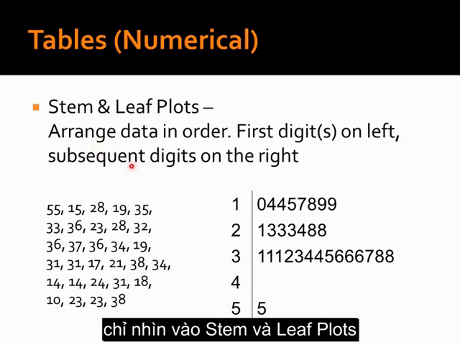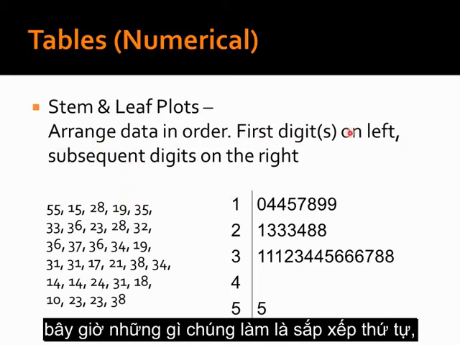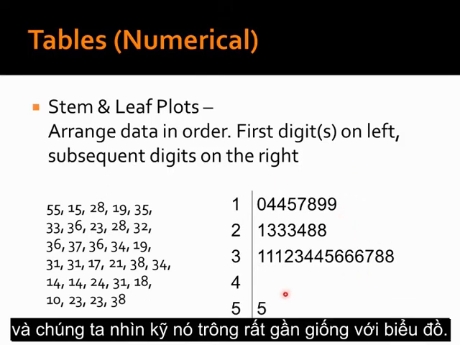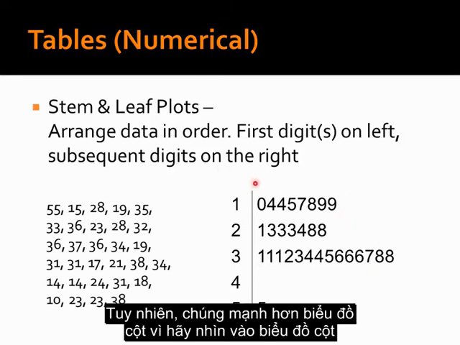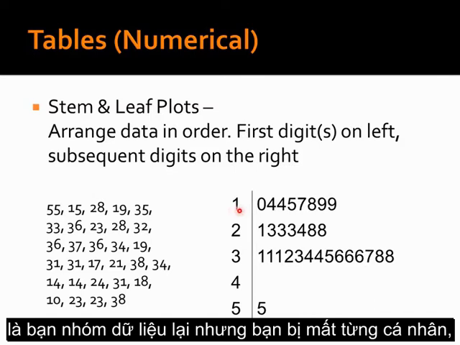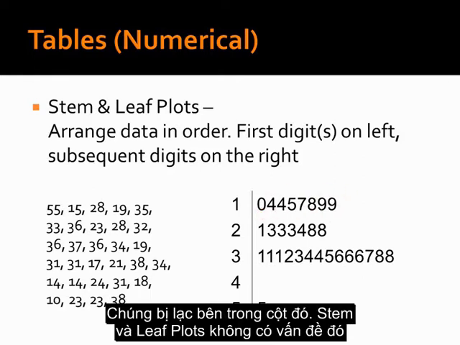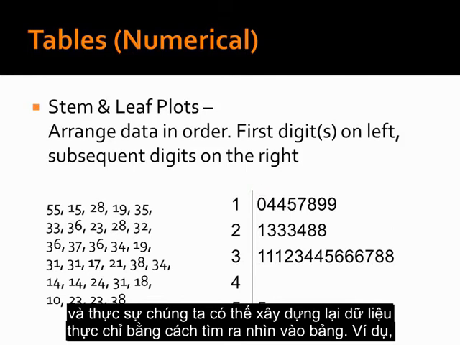Stem and leaf plots. What they do is they arrange data in order, first digits on the left, subsequent digits on the right. And if you look closely, it looks very close to a bar chart. However, they are more powerful than bar charts, because the thing about bar charts is that you group up the data, but you lose the individual data. You can't see the individual data once they get formed in the bar chart. They get lost inside that bar. Stem and leaf plots don't have that problem. You can actually reconstruct the raw data just by working it out.